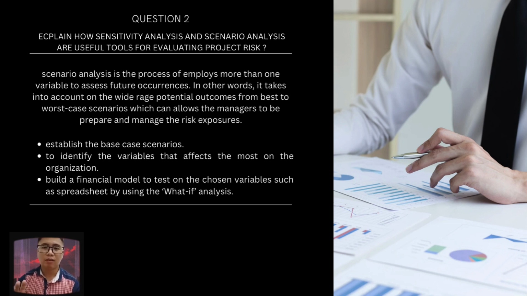Next, identify the variables that affect the organization the most, for example, the net present value NPV and internal rate of return IRR. Lastly, build a financial model to test the chosen variables, such as a spreadsheet, by using what-if analysis. Hence, the result will show the impacts of the independent variables towards the dependent variables. For instance, if the NPV is positive, then the store expansion investment will generate the desired returns.